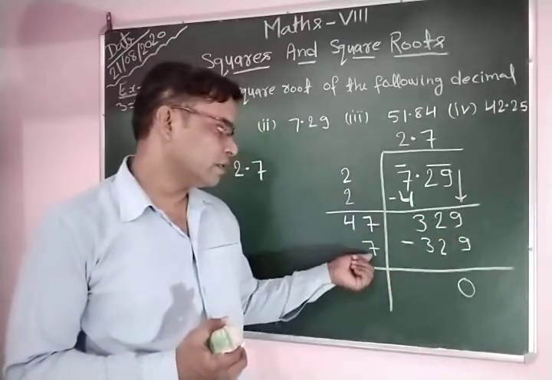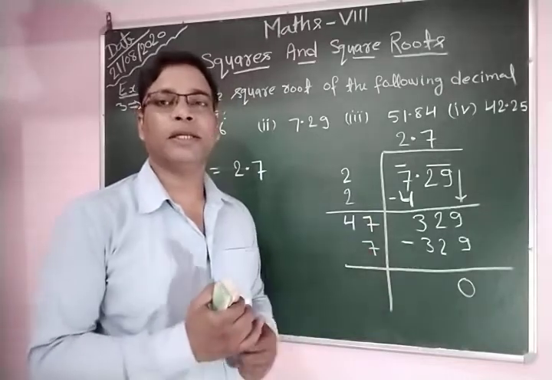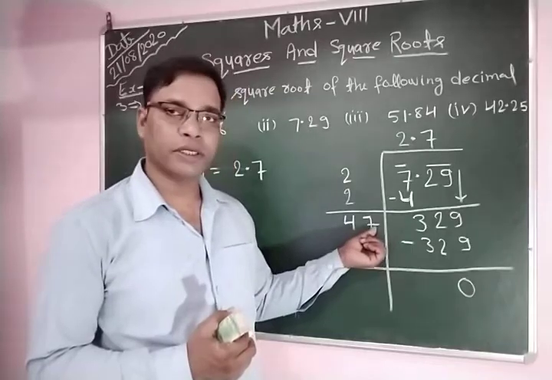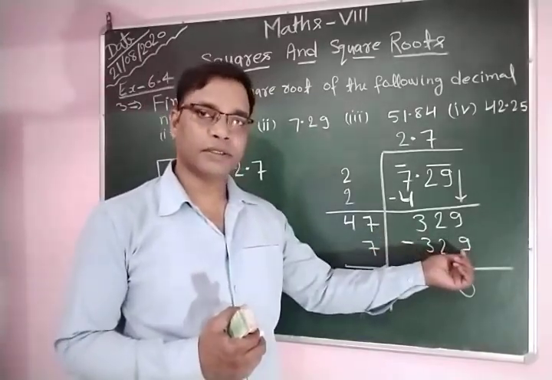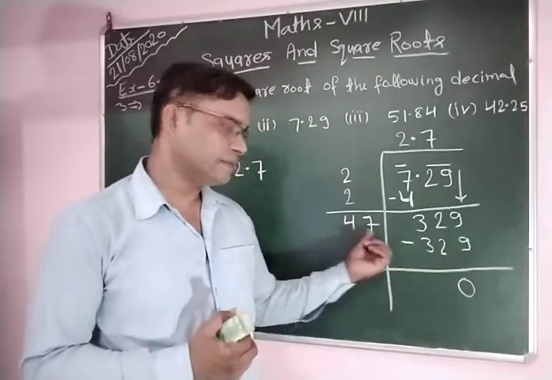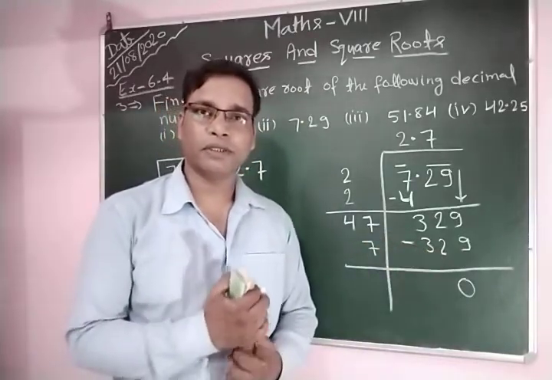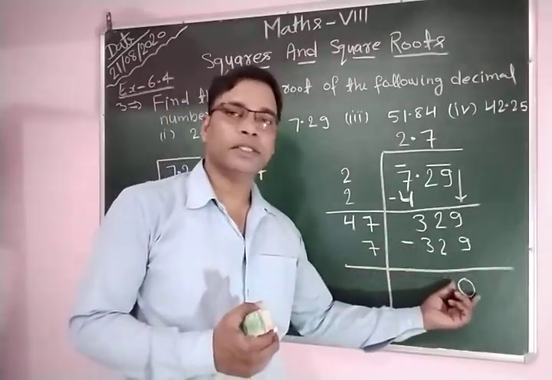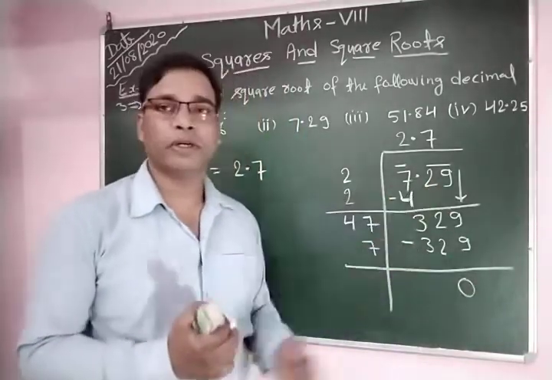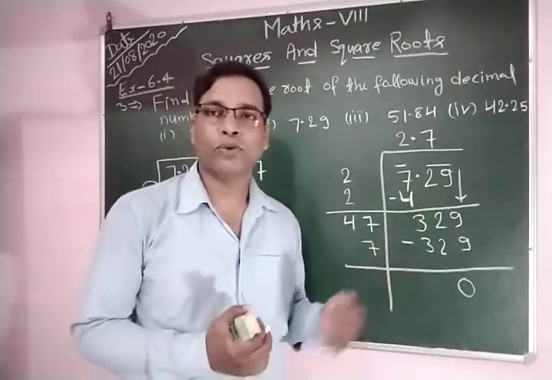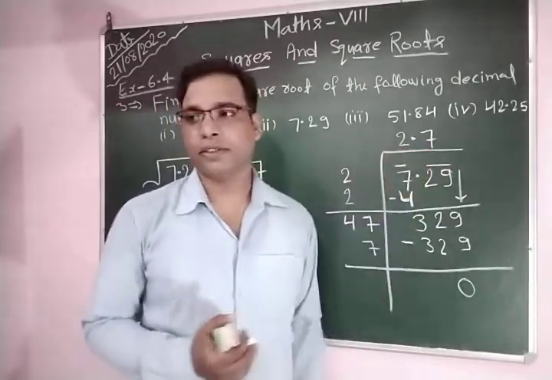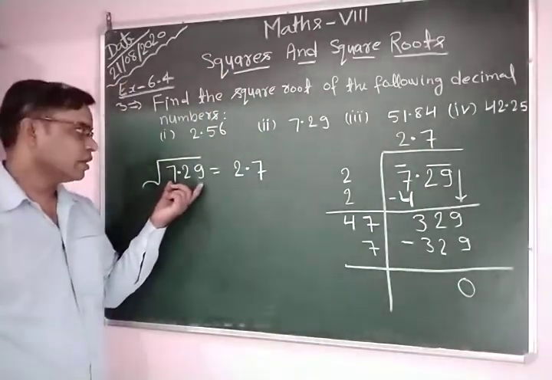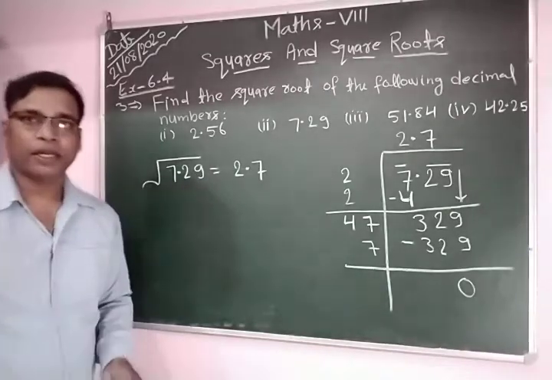Okay, again we write 7 below this 7, and multiply this 7 by 47, and we obtain 7 sevens are 49. Here 9, carry 4, and 7 fours are 28, 28 plus 4 is 32, and this we subtract here. You can see this is 0. It means that the square root of 7.29 is 2.7. So we can write like this: the square root of 7.29 is equal to 2.7.